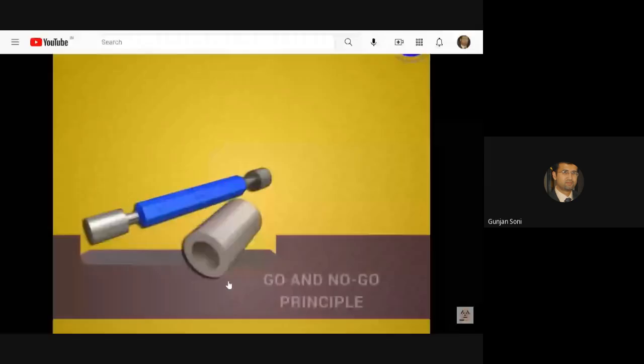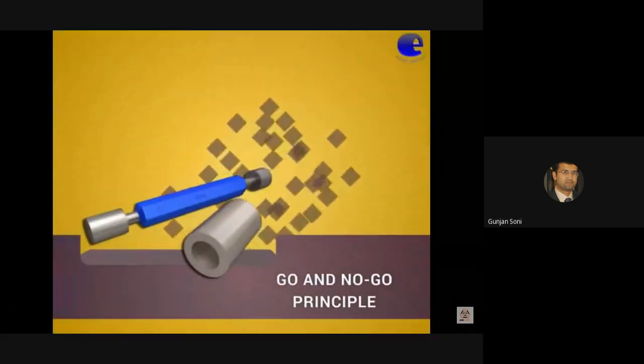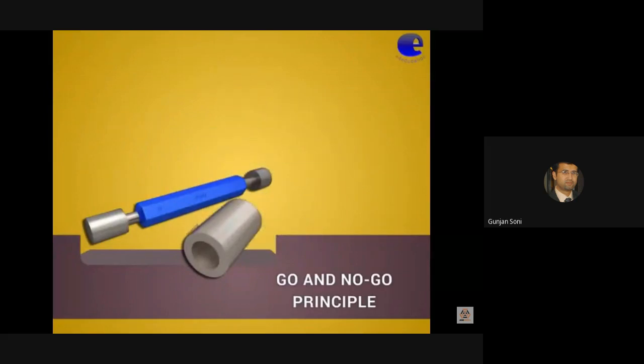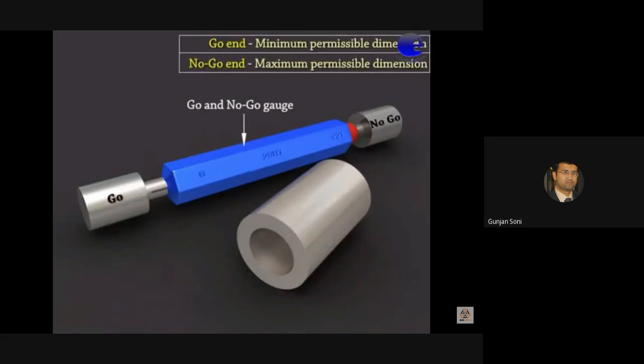Go and no-go principle. In this video, we are going to see the principle of go and no-go gauge. Let us see the 3D model of go and no-go gauge. The dimension of the go end is equal to the minimum permissible dimension, and that of the no-go end is equal to the maximum permissible dimension.